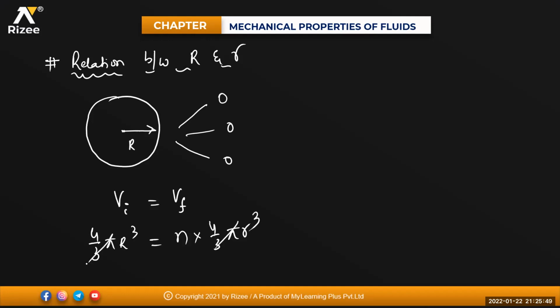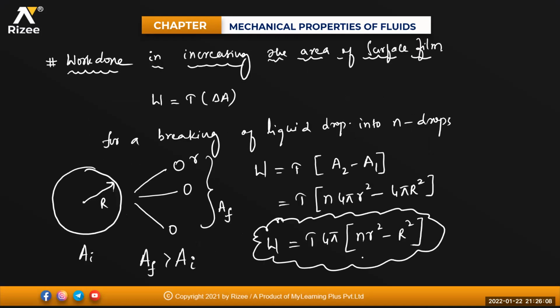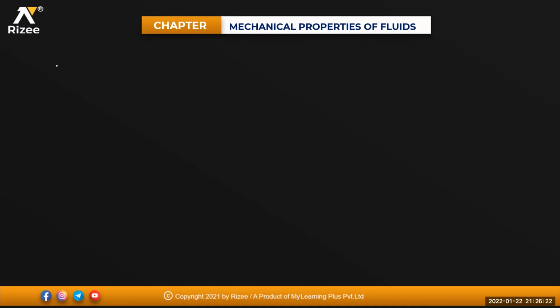4 by 3 pi gets cancelled here. So I can write capital R cube equals n times small r cube. So capital R equals n to the power of 1 by 3 into small r. If capital R and small r are given, I can convert and write them here. So small r will be equal to capital R divided by n to the power of 1 by 3. Clear? Now generally, soap bubbles have two surfaces.